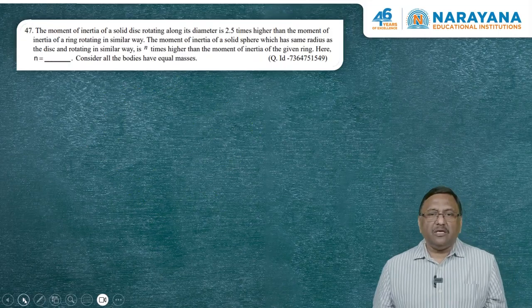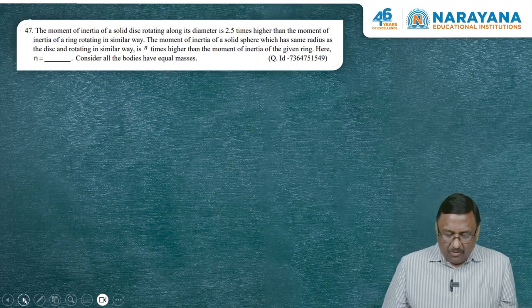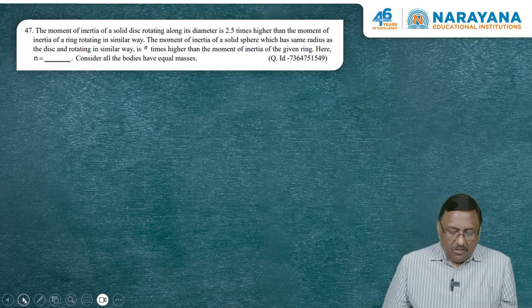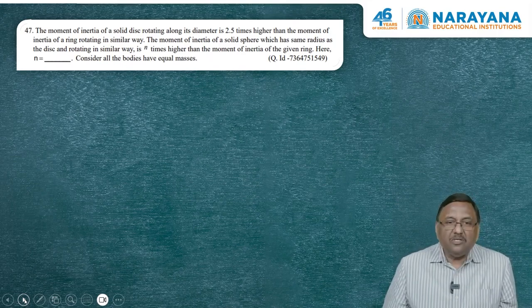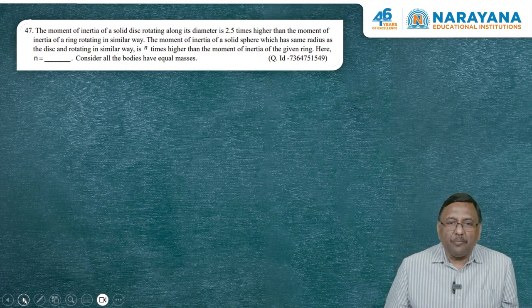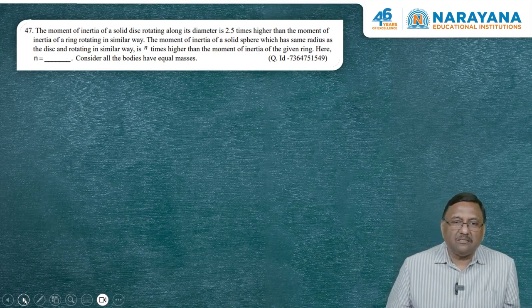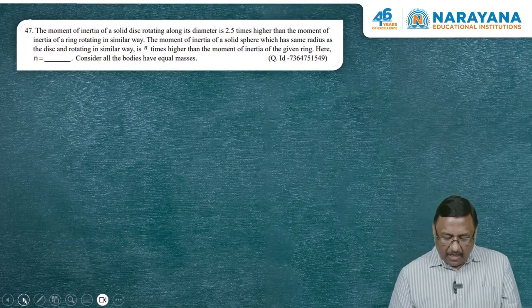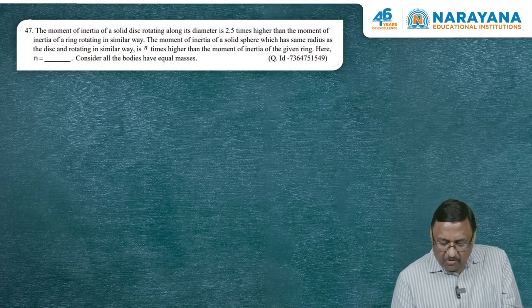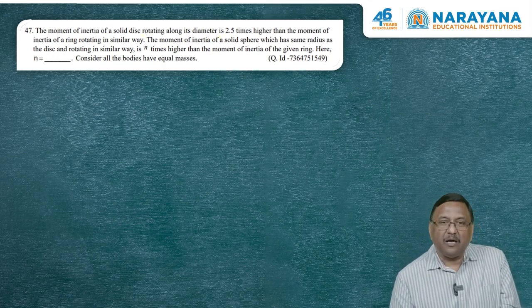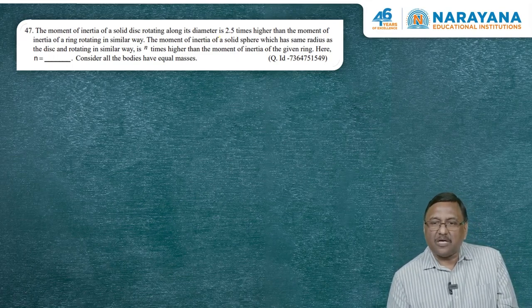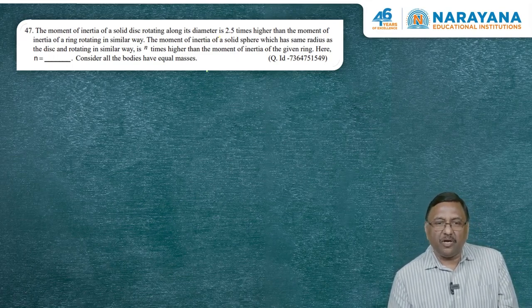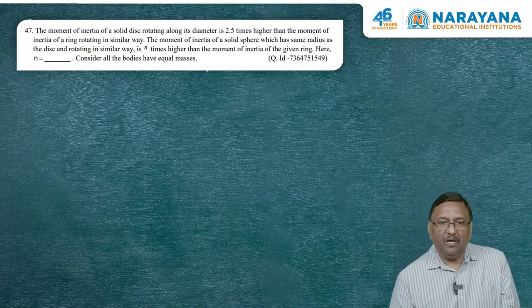Question number 47. Again, it is a moment of inertia question. They have asked a similar question on it here. In the whole paper, they are asking repeatedly questions on the same topic. Two questions on current electricity, and similarly, now two questions on the moment of inertia. Anyway, it should be a balanced one. Here we are writing the moment of inertia of the solid disk rotating along its diameter is 2.5 times higher than the moment of inertia of a ring rotating in a similar way.